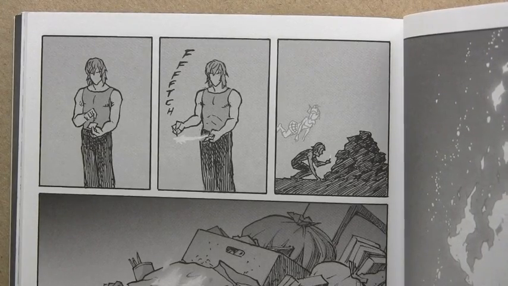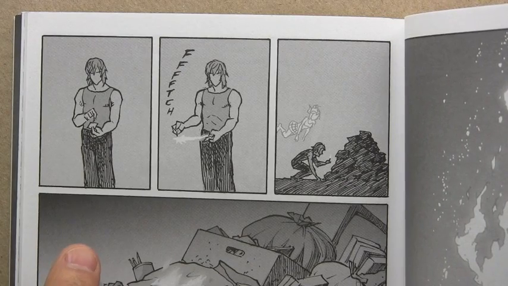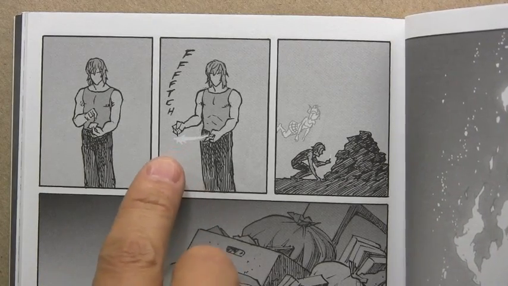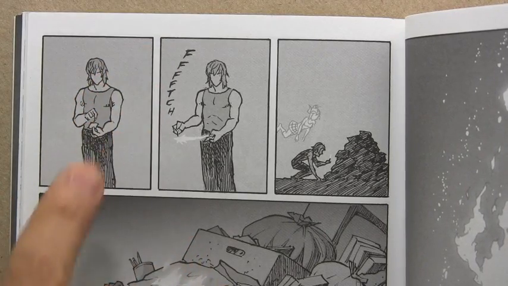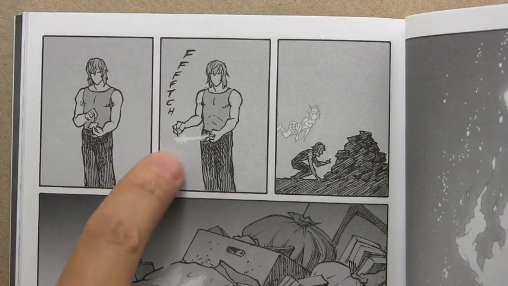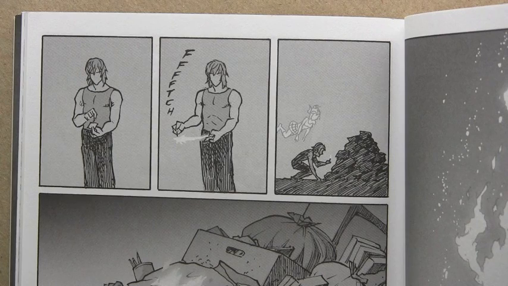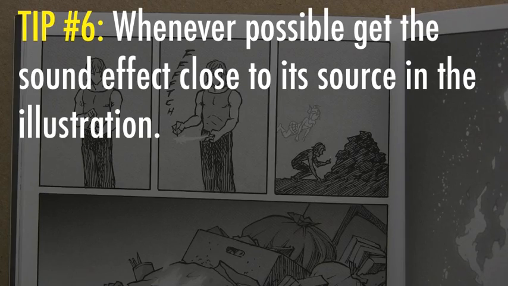I'm a big believer in getting the sound effect as close to its source as possible. So here we see Brody striking a match, and I get this sound effect, fitch, almost like an arrow pointing right towards the match that created the sound. I believe that that's really the best way to do it.